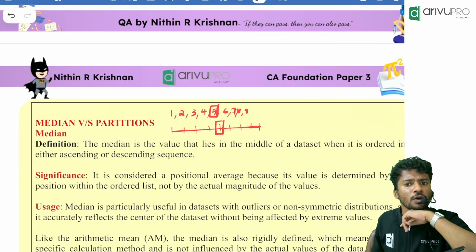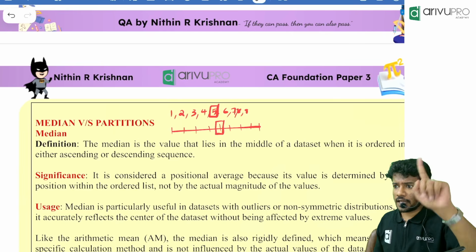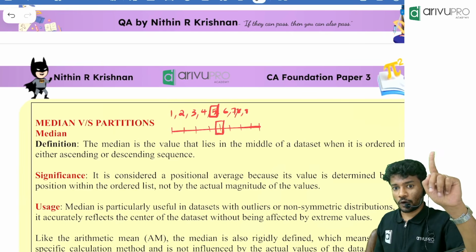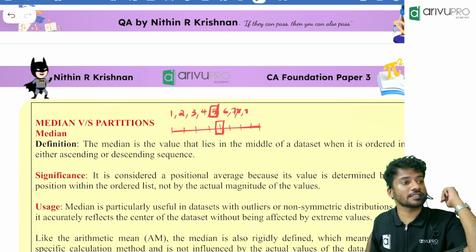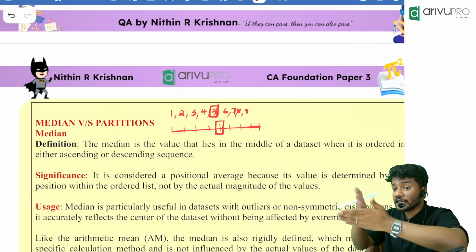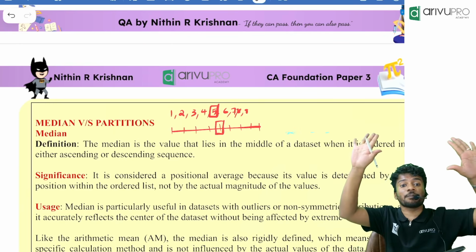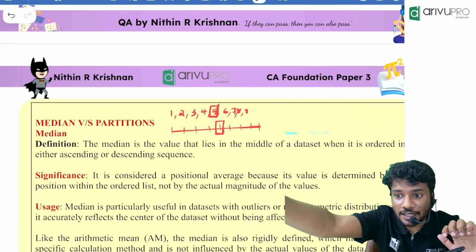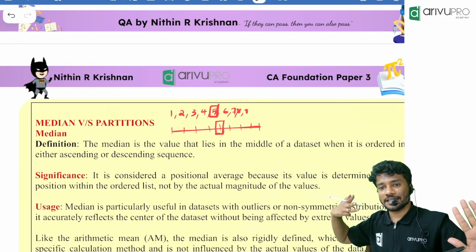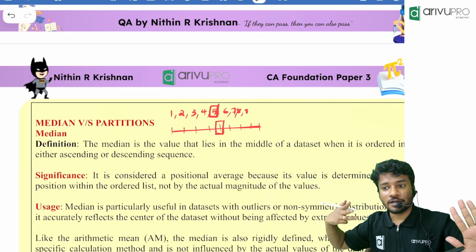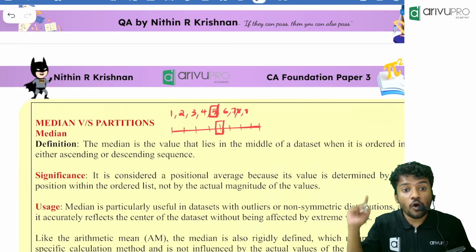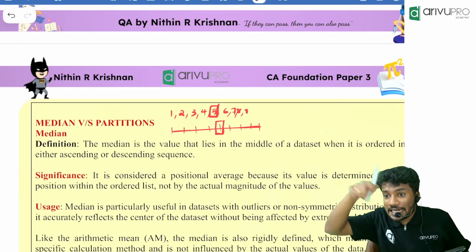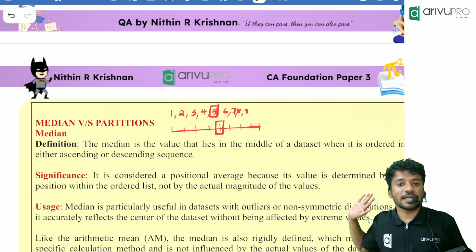Now, median is 2 parts and only one median is there. Quartile is 4 parts and 3 quartiles are there. Decile is dividing it into how many parts? 10 equal parts. How many deciles will be there? 9 deciles will be there. Then coming to the last one, percentile is dividing it into 100 equal parts. How many percentiles can be there? 99 percentiles can be there.